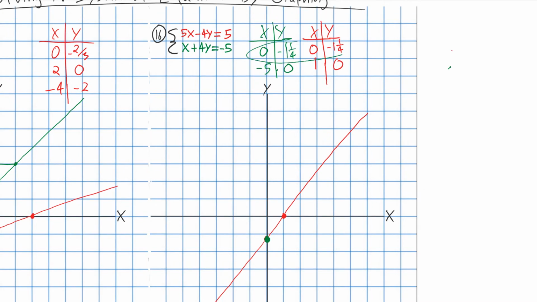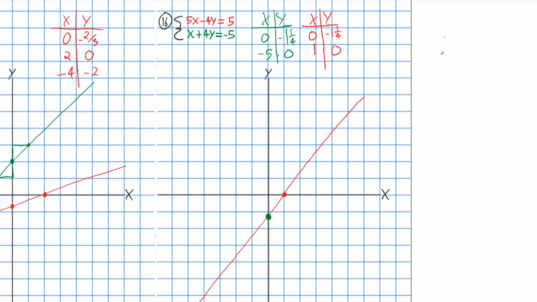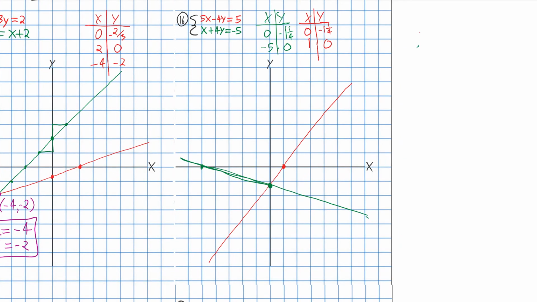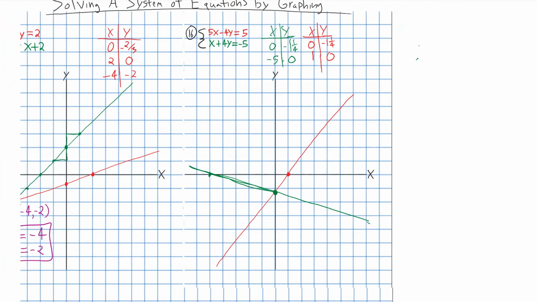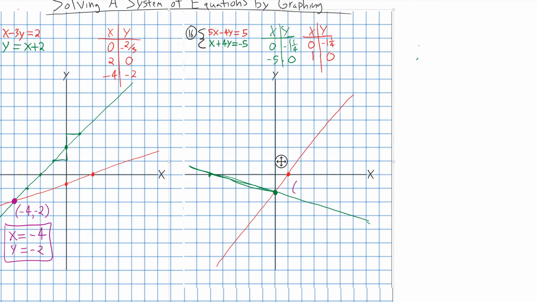So we can actually see the answer, and negative 5, 0, 1, 2, 3, 4, 5. That would be here. Connect the dots. So the point of intersection is 0, negative 1 and 1/4. So x equals 0 and y equals negative 1 and 1/4. That's the solution to the system of equations.